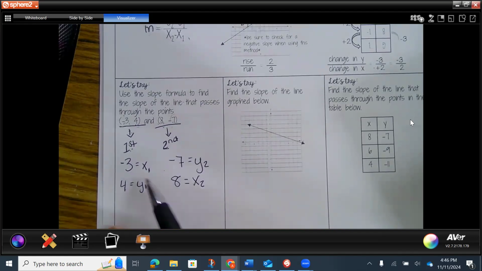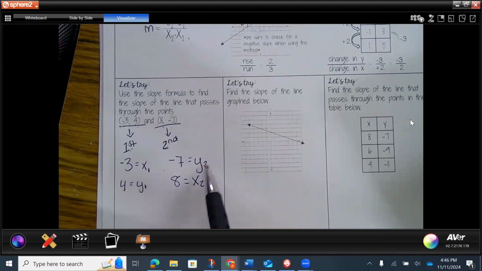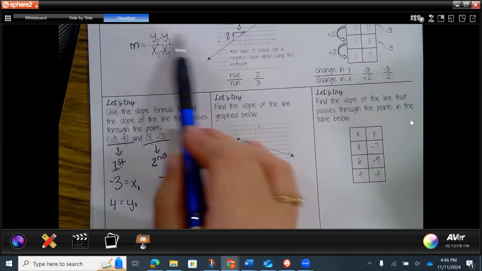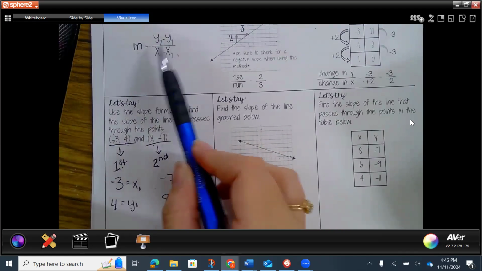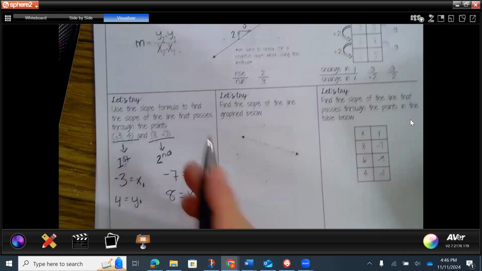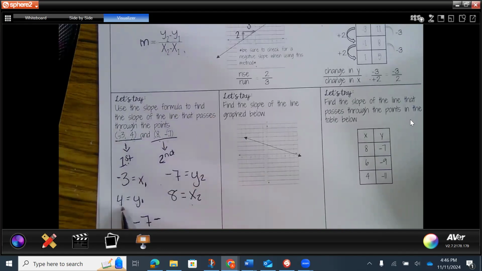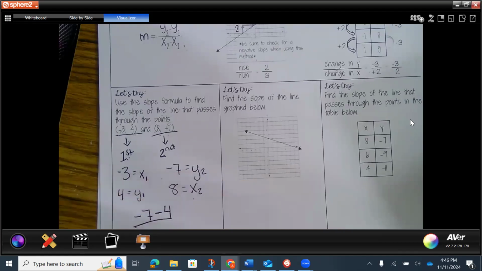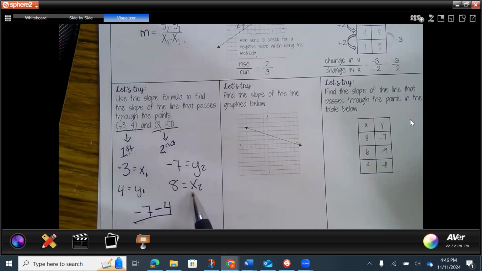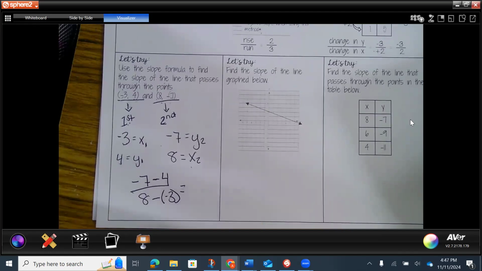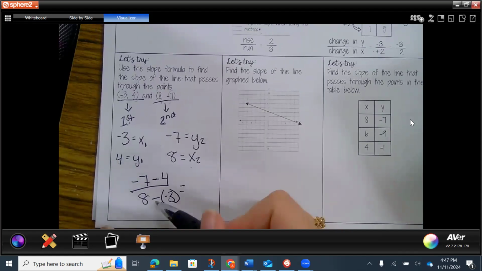So now that we know which number is my x1, y1, y2, x2, we're going to replace them in the formula. So y2 minus y1. y2 is -7 minus y1, which my y1 is +4. So I've got -7 minus 4 divided by my x2. x2 we said was 8 minus my x1 we said was -3. So we have -7 minus 4 divided by 8 minus -3.